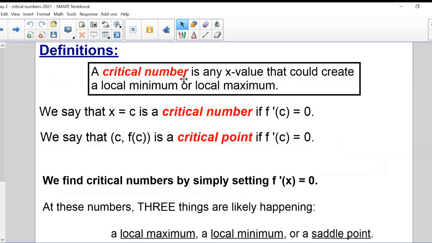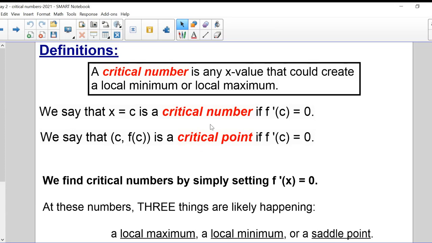All right, so what is a critical number? A critical number is any value that could create a local min or local max. We know what local mins and maxes are. So any value of x that could lead to one of those things, a max or a min, we're going to call it a critical number. That's the value of x. So we say that x equals c is a critical number if the first derivative, that's what f prime of c means, is equal to 0. We say that f of c is a critical point.